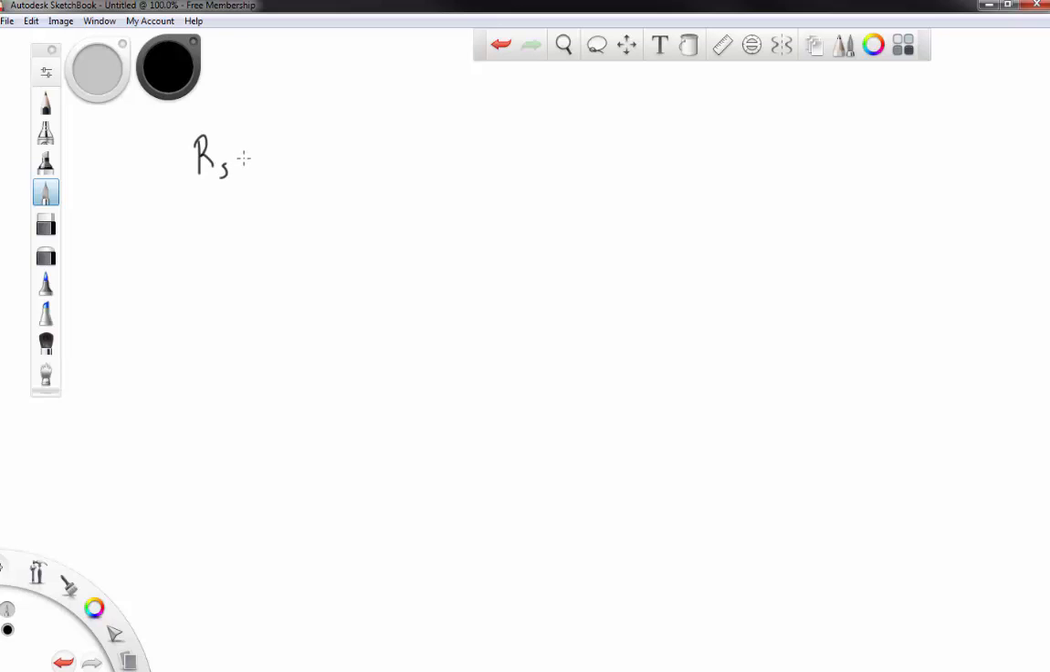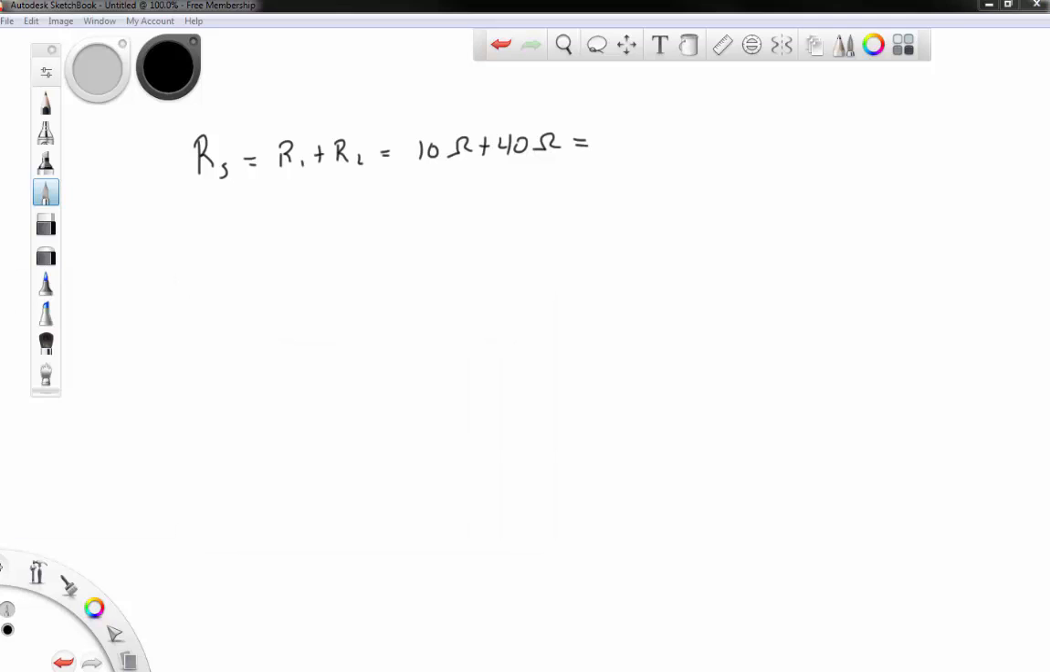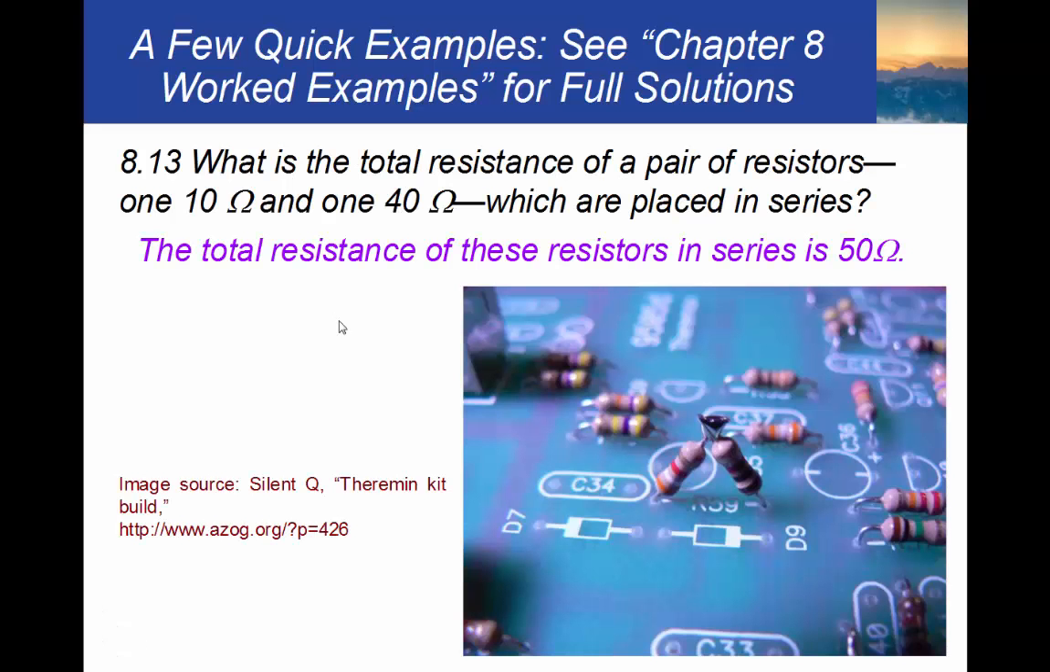So in this case we have Rs equals R1 plus R2, so that's 10 ohms plus 40 ohms, and I know some of you need a calculator to solve that. 10 plus 40 should give you 50. So the total resistance is 50 ohms in this case.